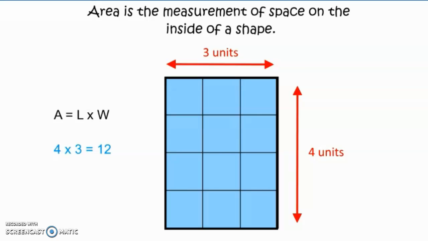When you write your answer, be sure to include that you measured using squares. The area of this rectangle is 12 square units.